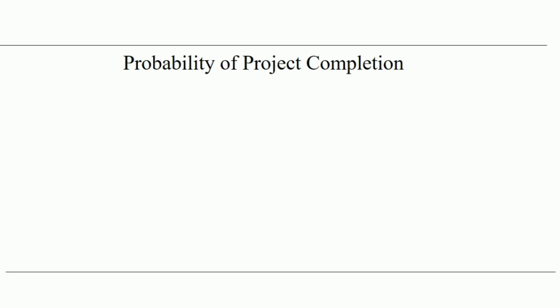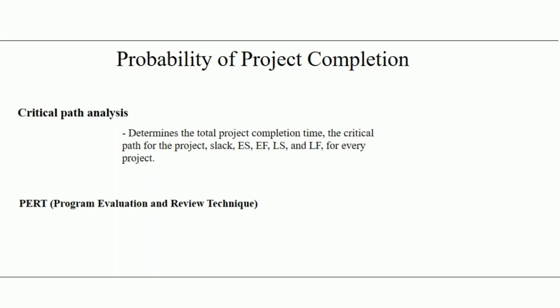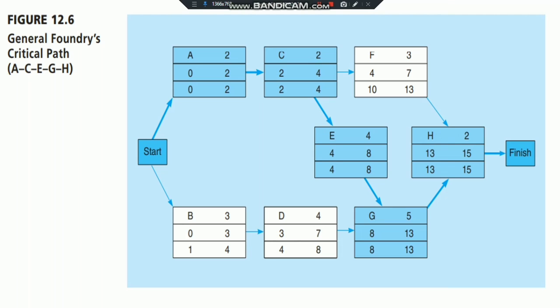Probability of project completion. This probability of project completion is the expected value of the completion time expected from the project. So critical path analysis is used to determine the total project completion time, the critical path for the project, and the slack, early start, early finish, late start, and late finish for every activity. PERT, or Program Evaluation and Review Technique, is a network technique that allows three time estimates for each activity in a project. So the critical path analysis helps us determine that the expected project completion time is 15 weeks.